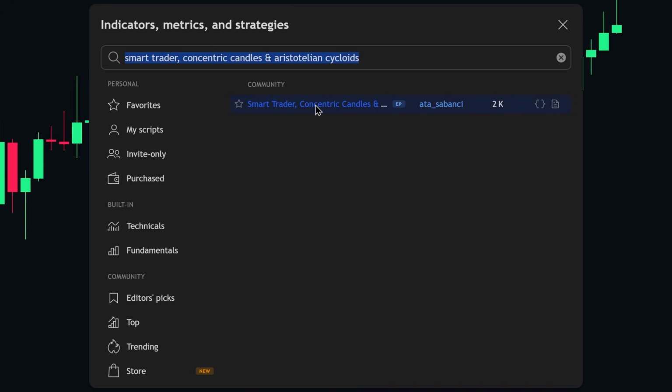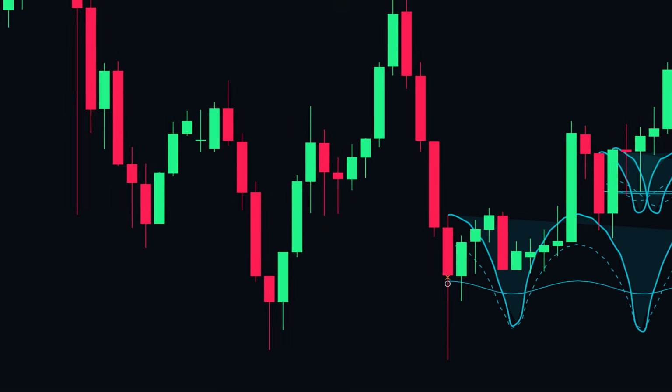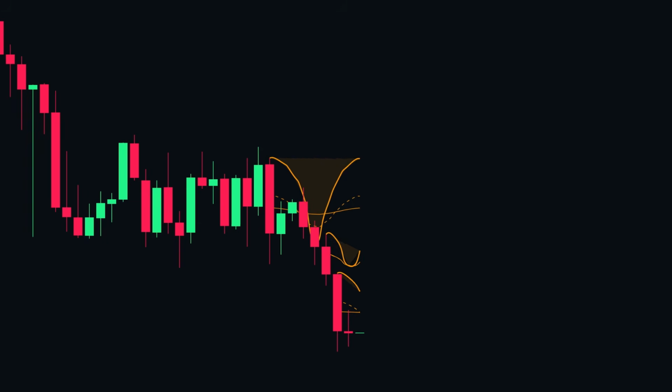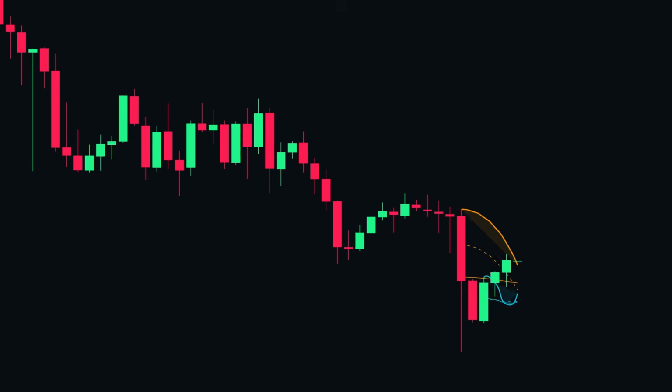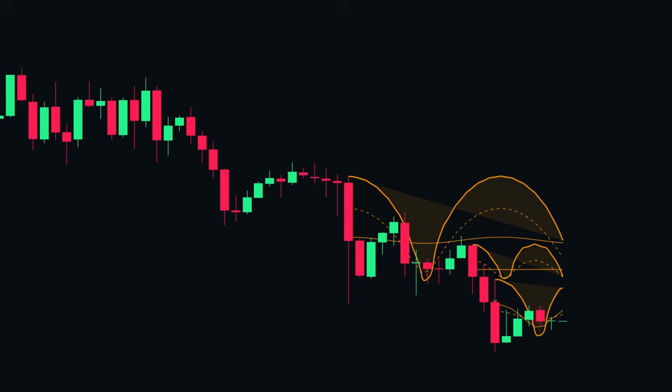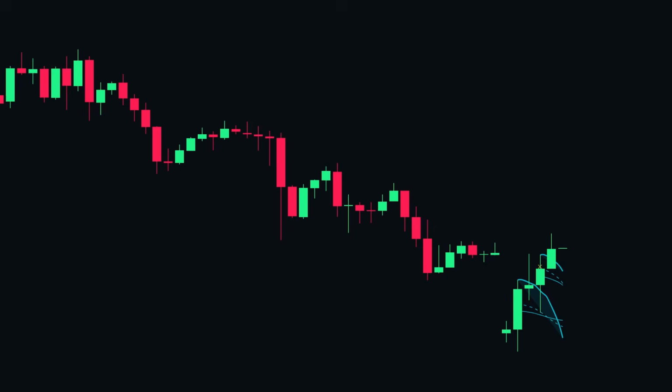As soon as the indicator loads, you will notice curved wave structures appearing on the chart. These curves are called cycloid waves. They are generated from strong candles in the market. Each strong candle creates a set of geometric curves that extend forward in time. These curves act as dynamic support and resistance levels.